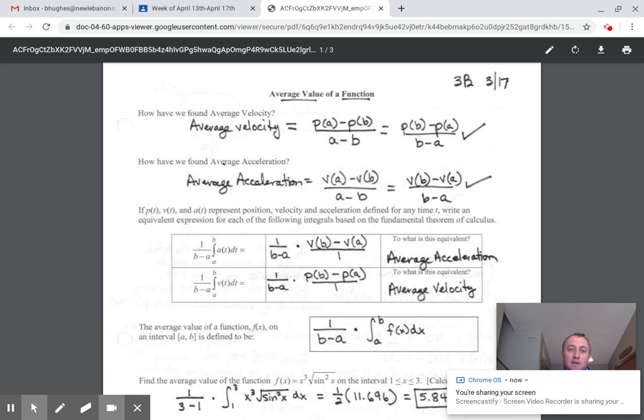The average acceleration, you would have to use your velocity function. So we'd have to use V of B minus V of A over B minus A.